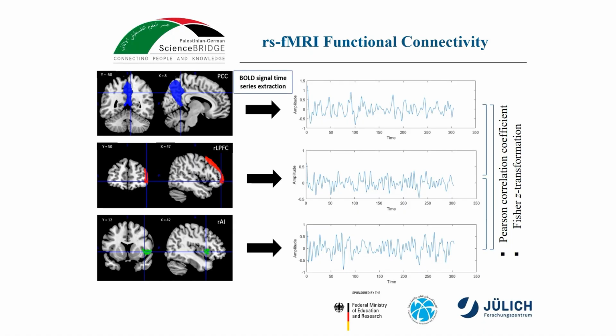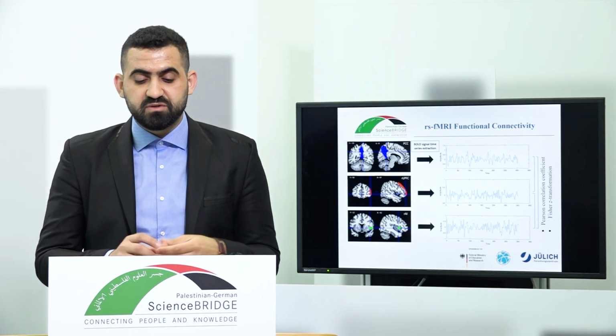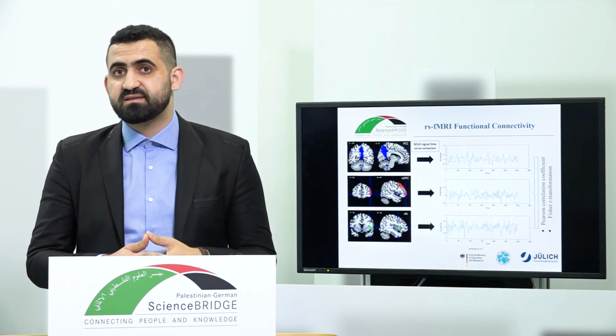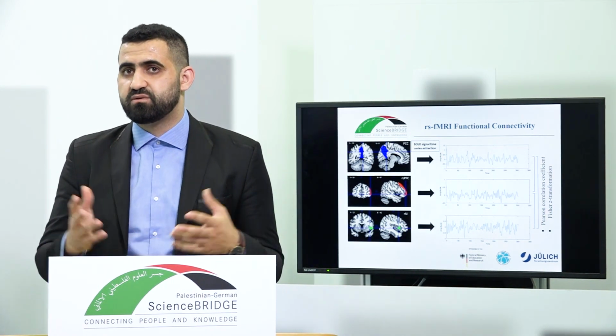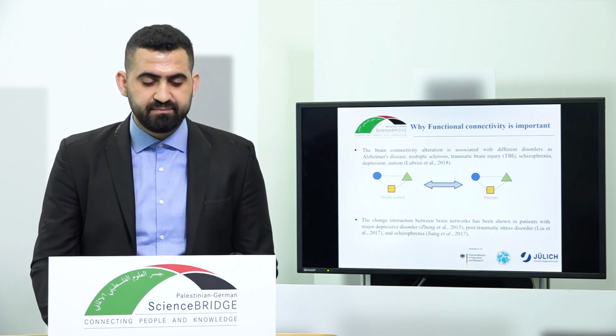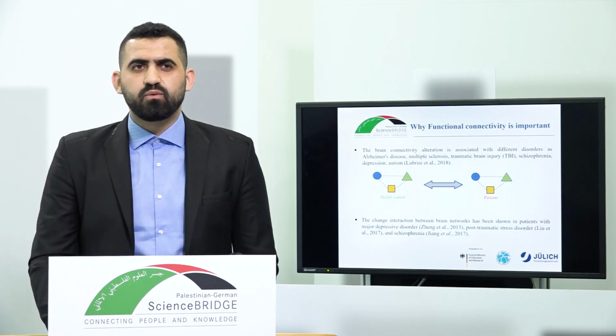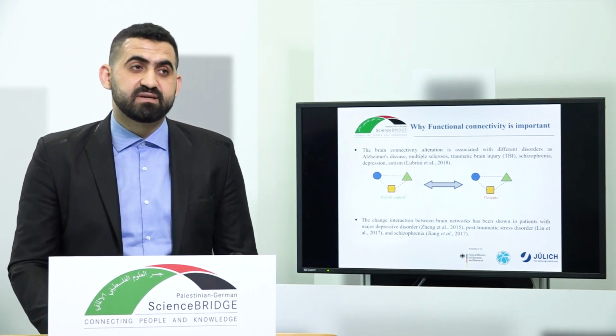Here we extracted the BOLD signal time series from different brain regions, which come from different brain networks. Then there is a significant correlation between the first and the second one, which means the PCC and the right lateral prefrontal cortex are functionally connected. So it could be done by applying a Pearson correlation coefficient, then a Fisher r-to-z transform to improve the normality of the dataset. But the question is still, why is the functional connectivity important?